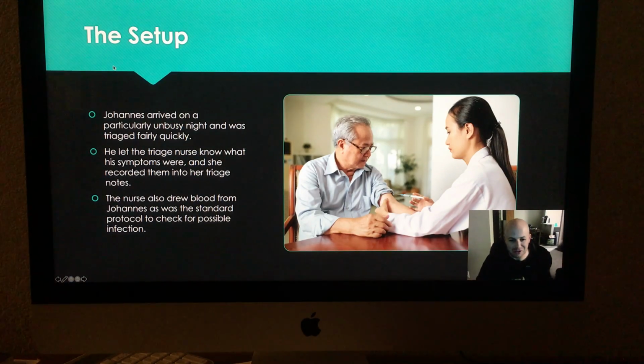Please excuse the stupid stock photo. I know she's more than likely giving him some kind of injection instead of drawing blood, but I just thought it was kind of cool and spiced it up a little bit.